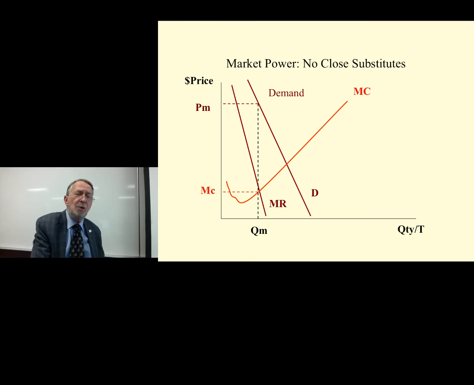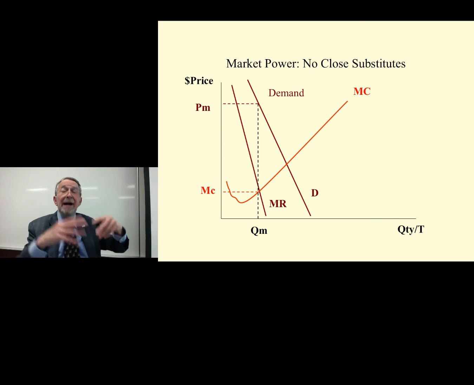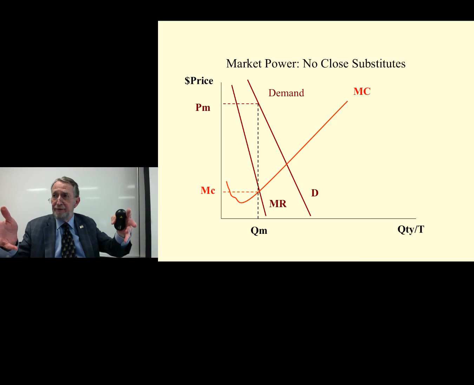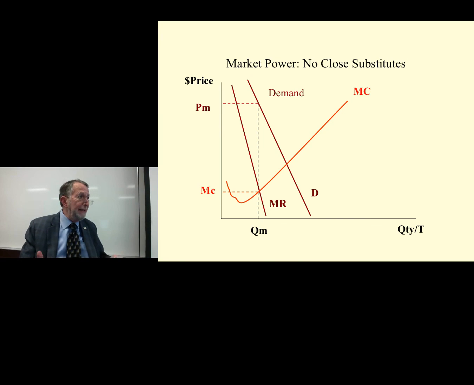Consequently, the higher the price is relative to marginal cost, the greater the market power of the firm, the more power that firm has in the marketplace with respect to competitors. Carol? The ability to charge a price above what? Above marginal cost.